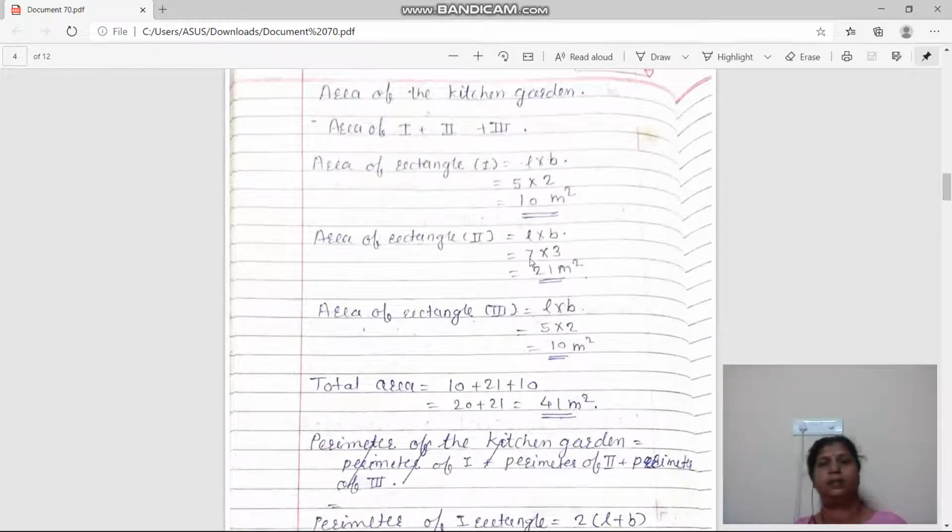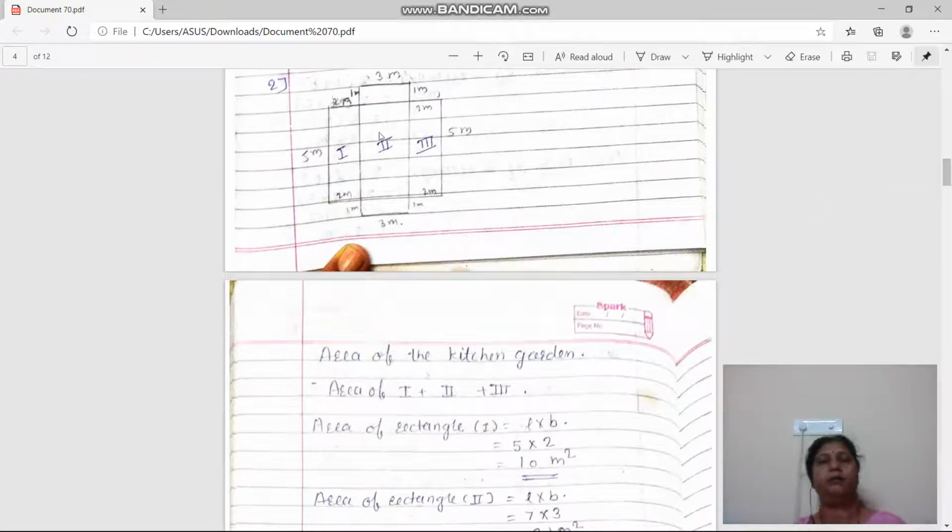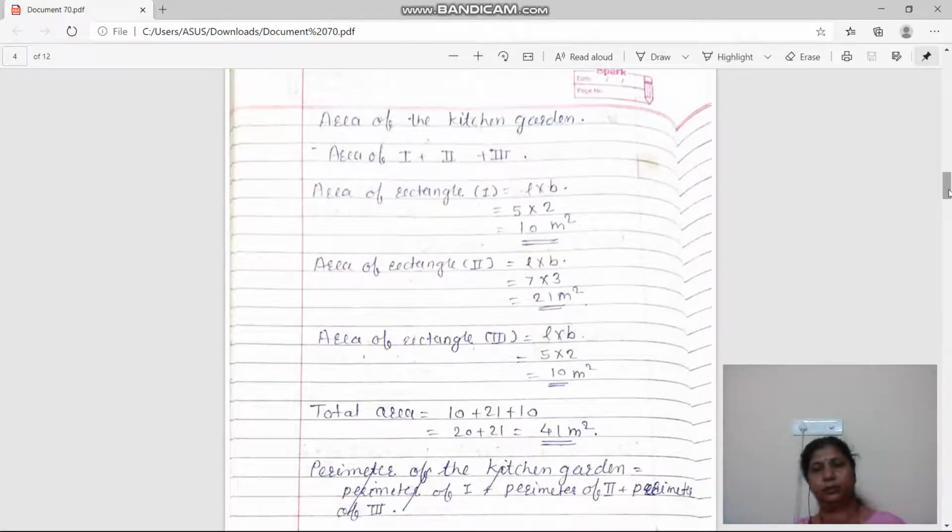See here, 7 into 3 we get 21 meter square. Okay, now next, area of this third rectangle. So what we will do? This is the length and this is the breadth. So L into B, that means 5 into 2 we get 10 meter square. Now total area is equal to 10 plus 21 plus 10. We get 41 meter square. Okay. So it is about the area.